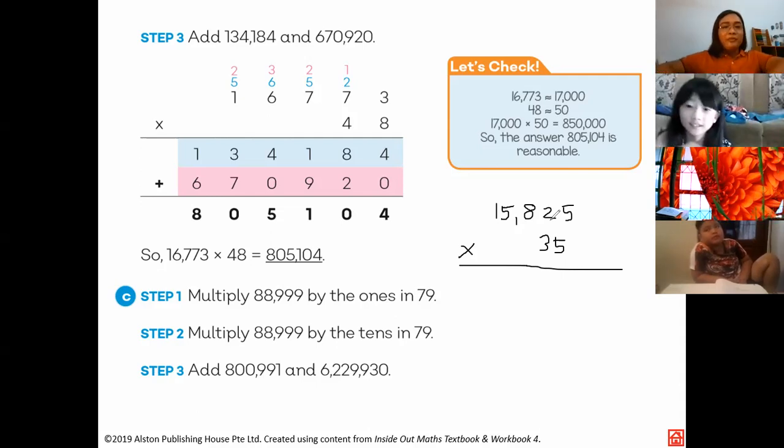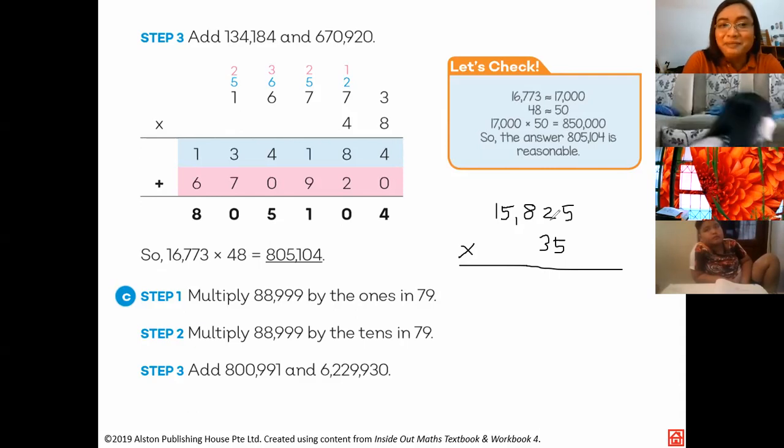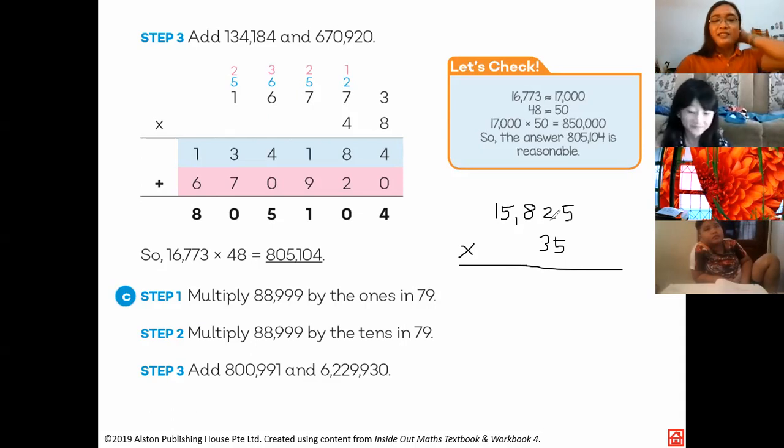553,875. Oh, Alpha, that's very fast. Did you use a calculator? Did you use a calculator, Chaymai? Your answer is correct. Okay.